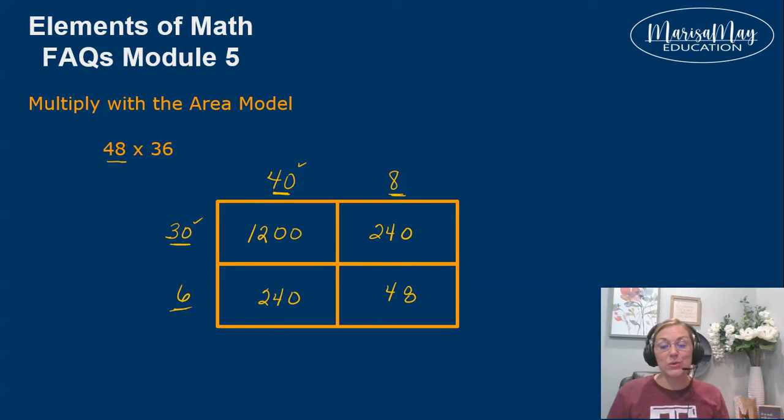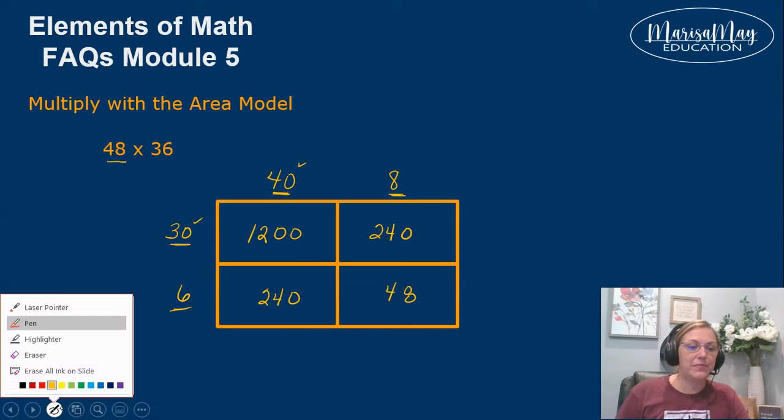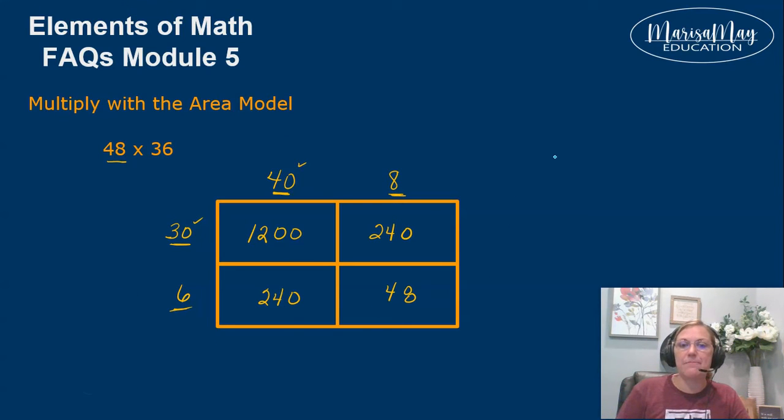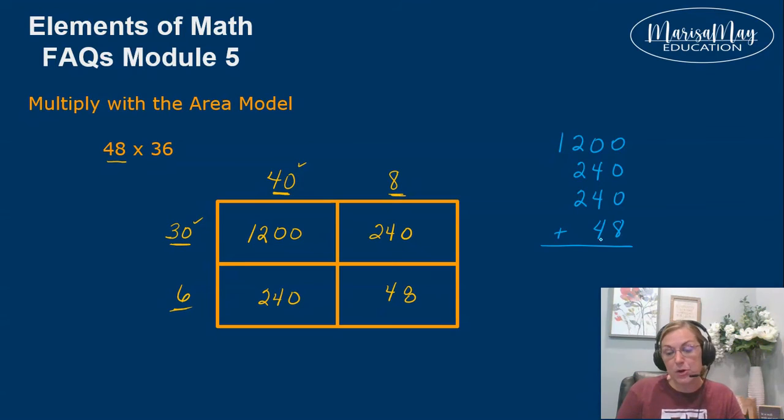Now, in order to get the entire answer, your students are going to need to stack and add these numbers together. Let us do that. I've got 1,200, 240. Remind your students that they want to line up the place values. Very important. You might want to think about using some grid paper to help them line up if they're having trouble with getting those place values lined up.